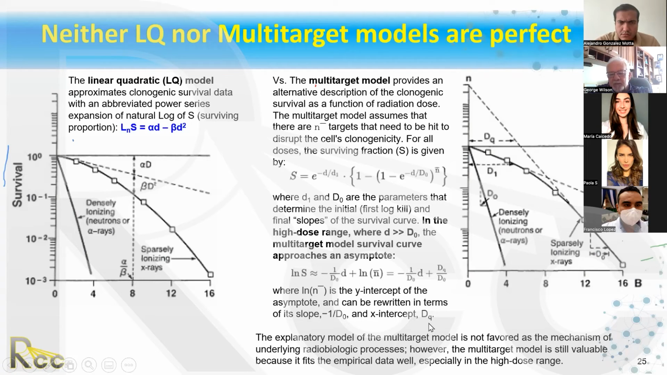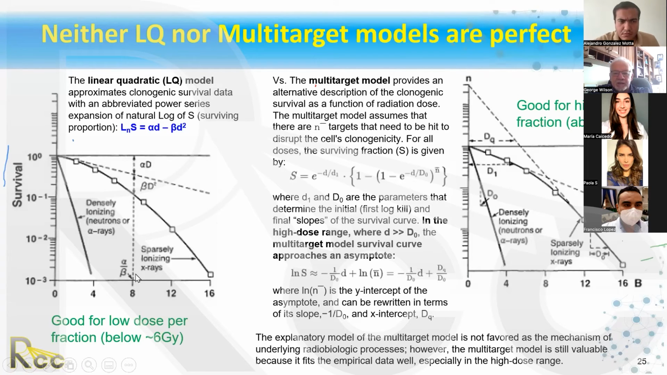And that was really why the model was not really favored. It was much more complex to calculate, and there was really no mechanism behind it. However, what this model did do better than the linear quadratic was to predict this higher dose region of the cell survival curve in a much more accurate way than the linear quadratic did. And so I think we're going to have our second poll question.